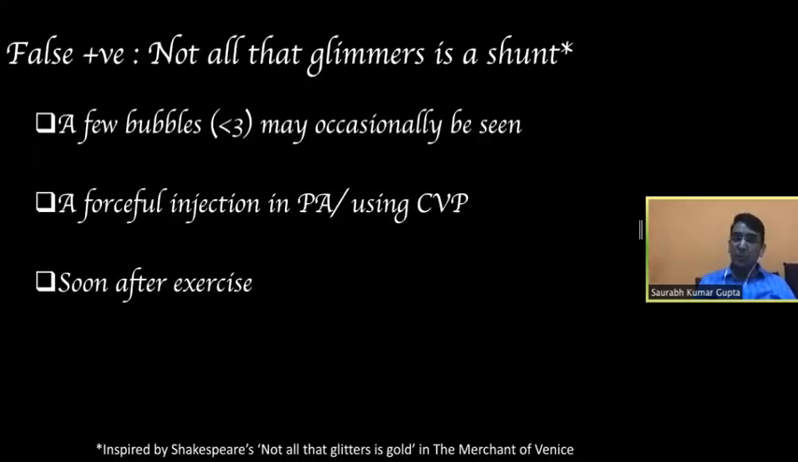Now, can there be false positive? As with everything else, not all that glimmers is a shunt. So a few bubbles, less than 3, may occasionally be seen. A forceful injection in the pulmonary artery or using a central venous pressure line may generate a few bubbles which might cross the capillaries, because if it is very forceful, you might generate one or a few bubbles which are smaller than the size of the capillaries, and it would allow them to slip through the lung capillaries. And soon after exercise, because post exercise, there are studies which suggest that there is dilatation of the capillaries and the bubbles may slip through immediately after exercise.